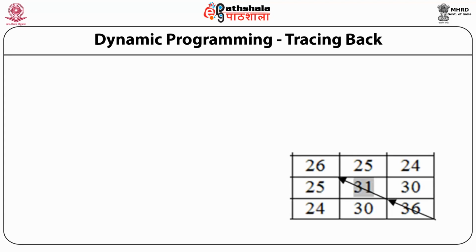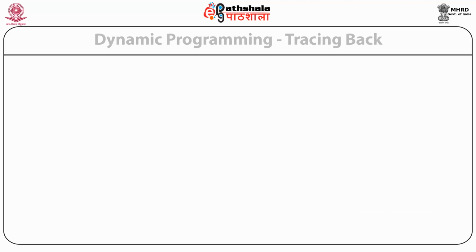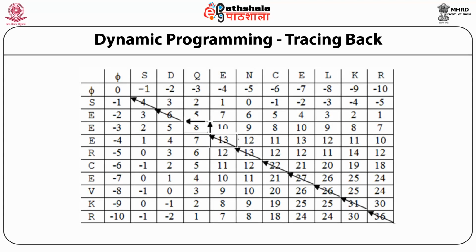In this way, continue to trace back. In case there are two cells with equal numbers, then trace back to both the cells. These represent alternative forms of optimal alignment and will result in two optimal alignments. But in the present case, we have not seen any such. This traceback results in this path.